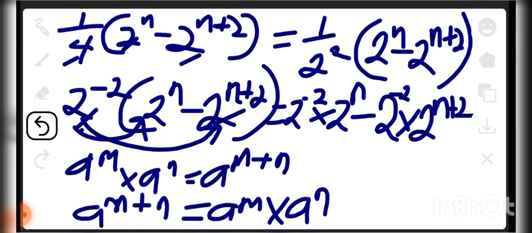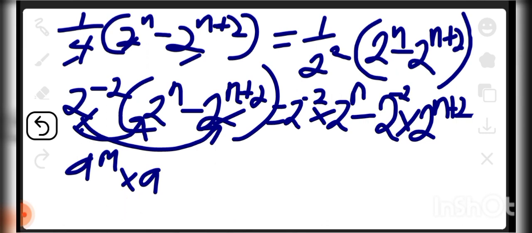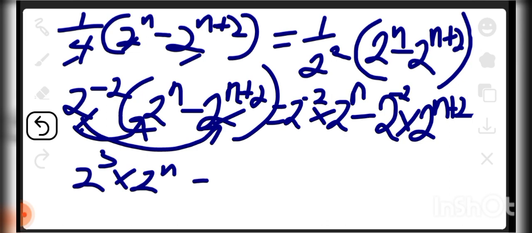So if you have any number raised to power, let's say you have something like this: 2 raised to power 3 times 2 raised to power n. I want you to understand this thing very, very well. This one will be 2 raised to power 3 plus n from the rule of indices. So I want to apply it to this now. We have 2 raised to power minus 2 times 2 raised to power n. We'll first apply it there to see what we are going to have.